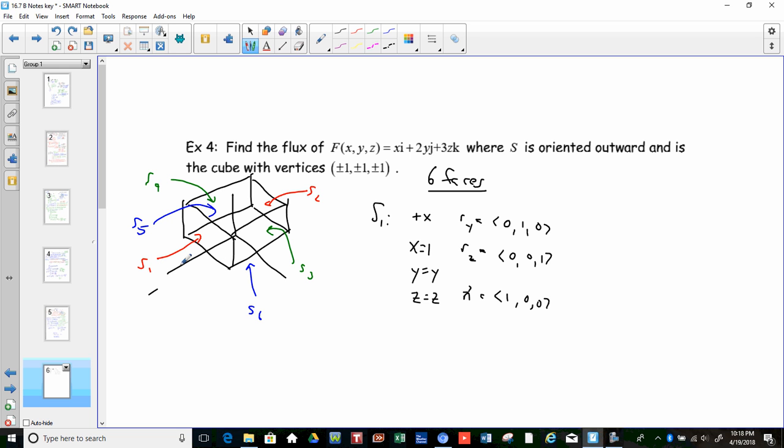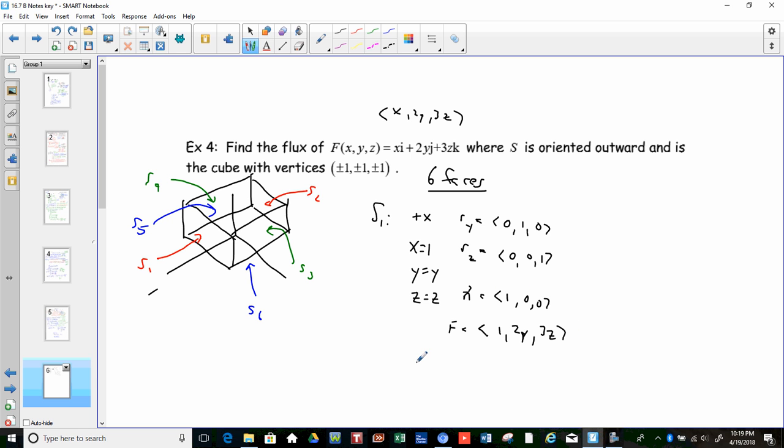It is outwardly oriented. If I had accidentally done r of z on top of this thing, we would have gotten negative 1, which would really just indicate S2 in this case. So again, we'll already know kind of what S2 is going to be. Now that we have n, we're going to need to write down f. This is our function f up here, which remember is really just x, 2y, 3z. But in this case, x is 1 constantly, so our f is 1, comma 2y, comma 3z. And then we'll have to dot these two things right here.